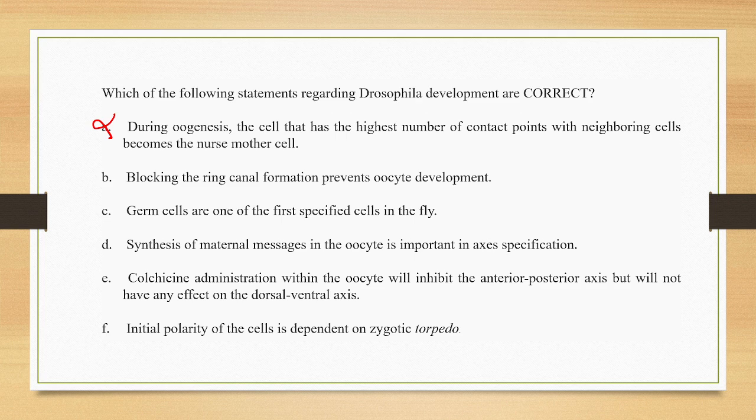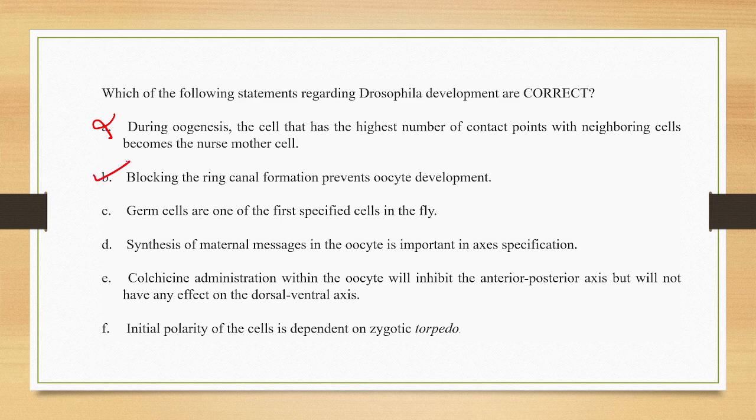So these ring canals are important for transporting cytoplasmic material from the nurse cell to the developing oocytes, which is crucial for oocyte growth and maturation. So this again proves the point that motor proteins are not important for transportation of the materials from the nurse cell to the oocyte. So this is the correct statement.